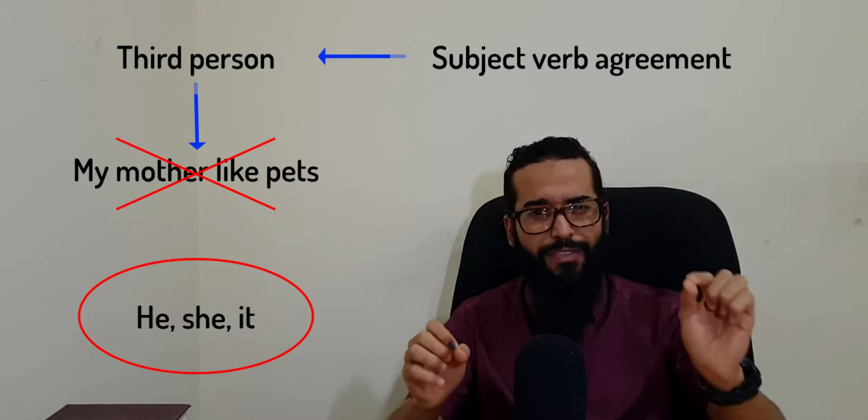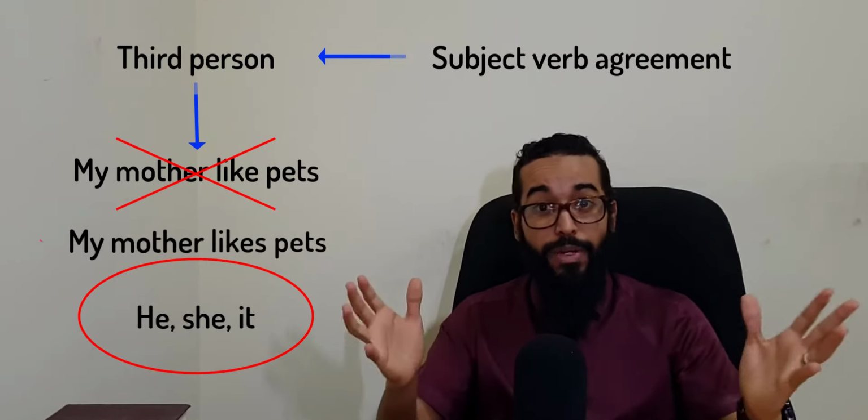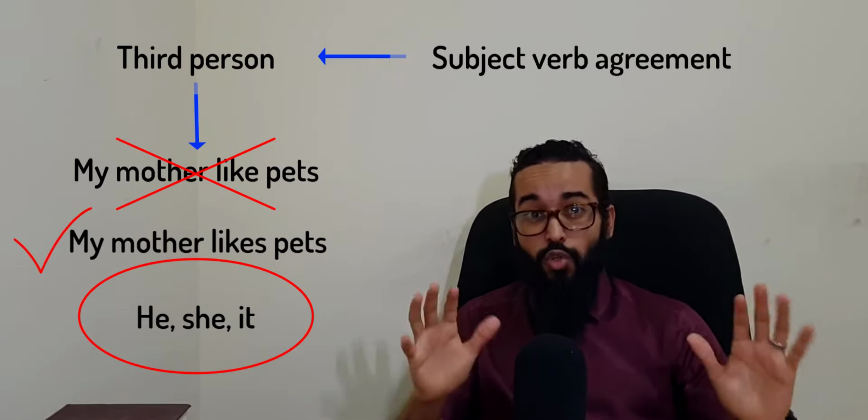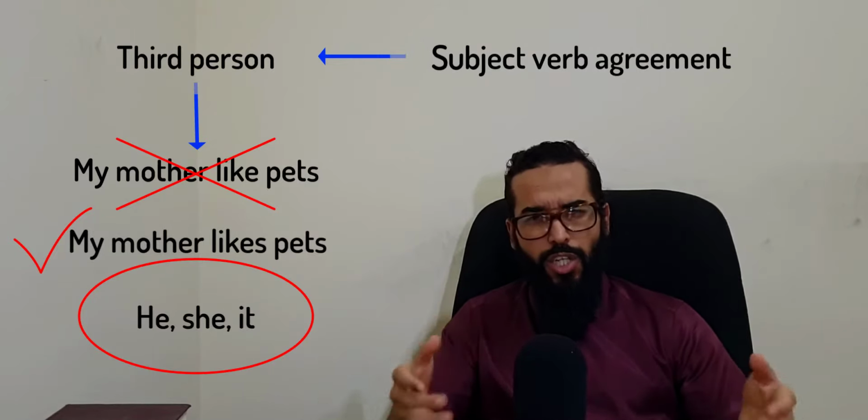Our first mistake is the present tense subject-verb agreement, especially with the third person. For instance, my mother likes pets. English speakers usually tend to forget the S with the third person, he, she, it. In this case, with a simple present third person, we have to say my mother likes pets. Bear in mind though, this kind of mistake does not hinder communication. It is still understandable, but it is better to get it right.